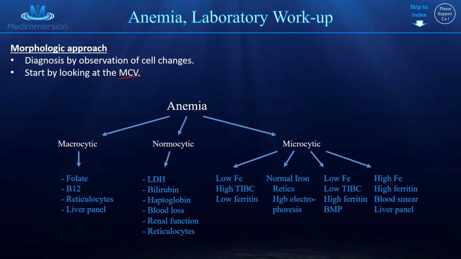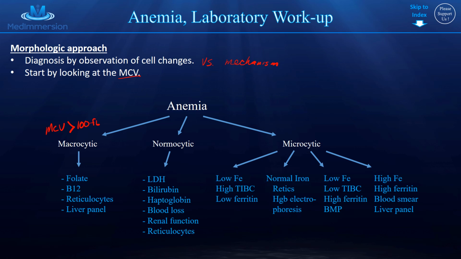The diagnosis in the morphologic approach is made by observation of cell changes versus the kinetic approach, again, which was looking at the mechanism. So the cell changes could be from a variety of different mechanisms, but the same cellular changes would be seen. Let's start with macrocytosis. If we see large MCV, or greater than 100 femtoliters, then we think, what are the many things that could make my red blood cells too large or give me a macrocytosis?